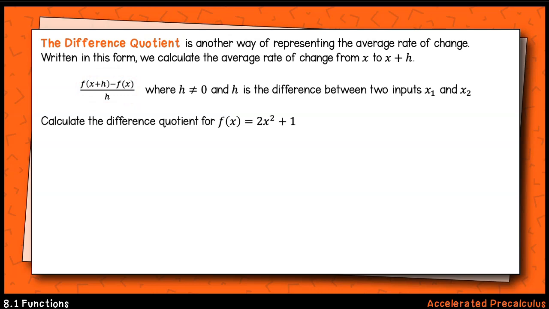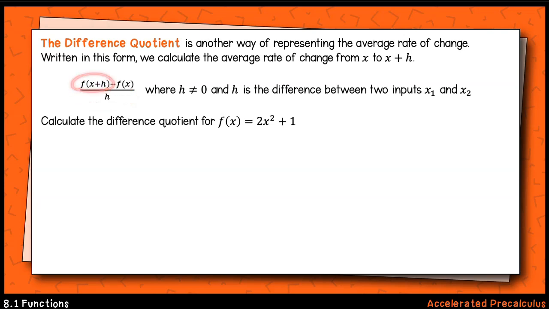So we're generalizing our inputs as x and x plus h instead of saying something like from x equals 0 to x equals 1. It's essential that you're able to calculate the difference quotient algebraically, and it's very easy to do. Let's do one together. The instructions say calculate the difference quotient for f of x equals 2x squared plus 1. And what we're going to do is use this template or formula to find the 2 pieces in the numerator.